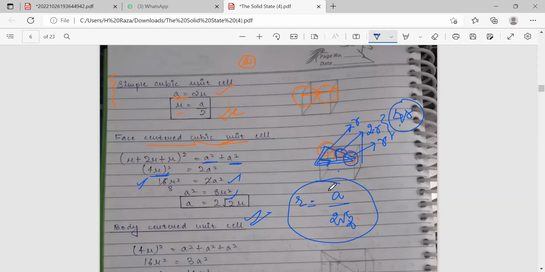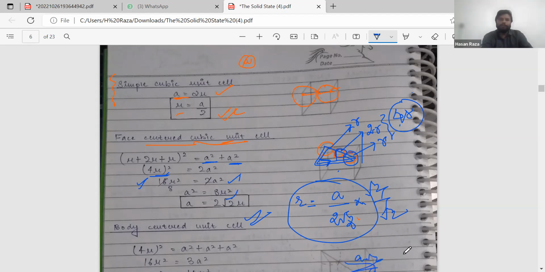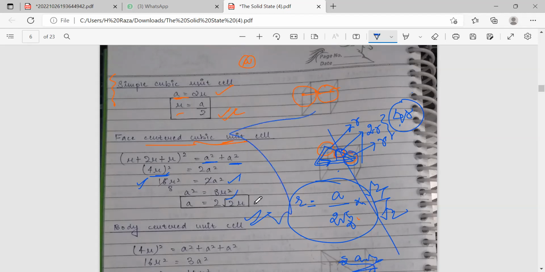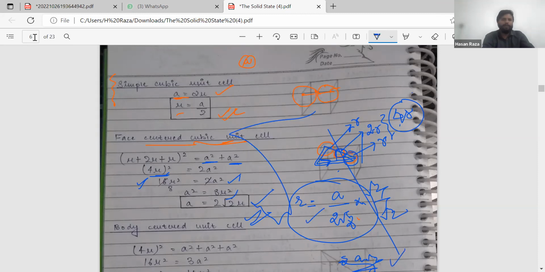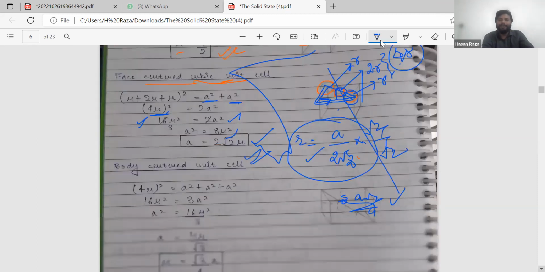So the rationalizing factor is root 2, and you multiply both numerator and denominator by root 2. Okay. So it will be root 2 A by 4. Yes, root 2 A by 4, right? It will be A root 2 by 4. So in a question, the option can be written like this or this or this. So be careful. Okay.